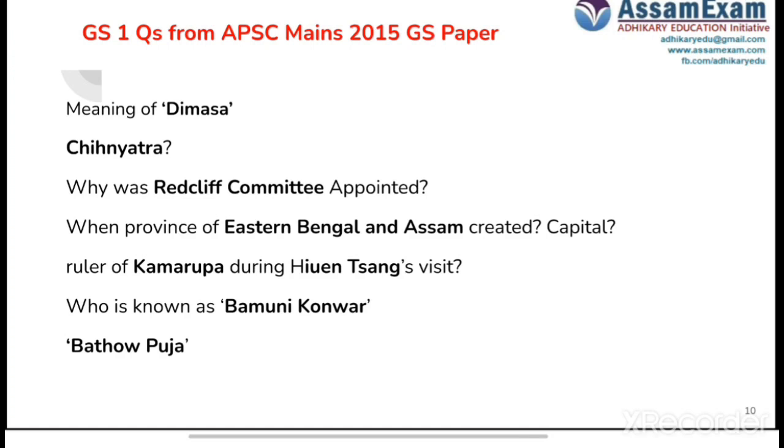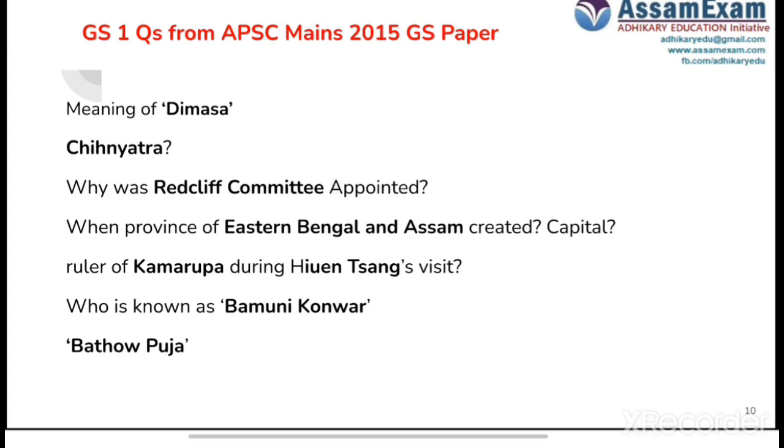Next question: when were the provinces of Eastern Bengal and Assam created, and what was its capital? This is also related to the history of Assam. You can see these topics on our website, assamexam.com. A brief history of important topics and events of Assam's history is given there for reading purposes.